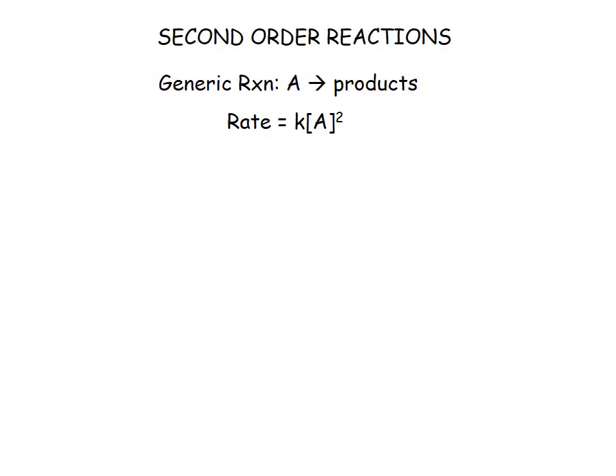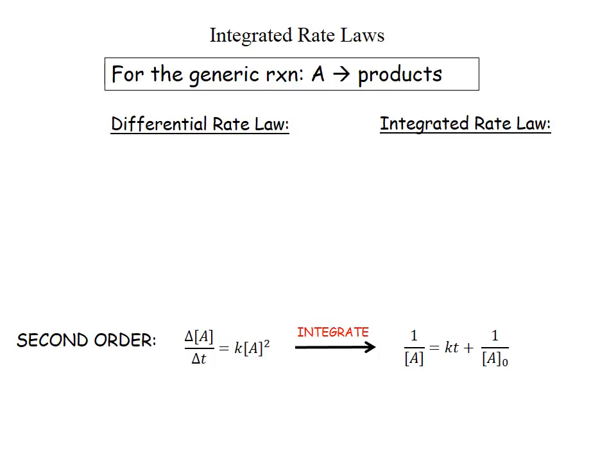If we move on to second order reactions, this is the last one we're going to look at, and you can see that rate varies as a function of k and as a function of A to the second power. That's why it's a second order reaction. If we integrate that differential rate law, what we get is what's shown here on the right: 1 over the concentration of A equals kt plus 1 over the initial concentration of A.